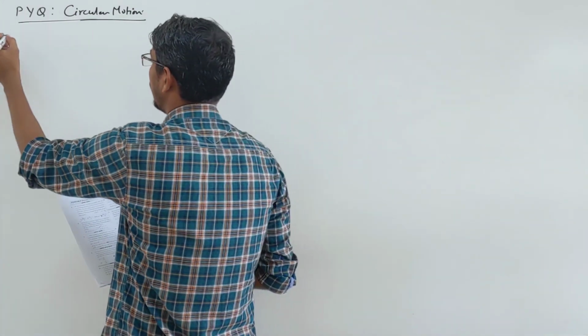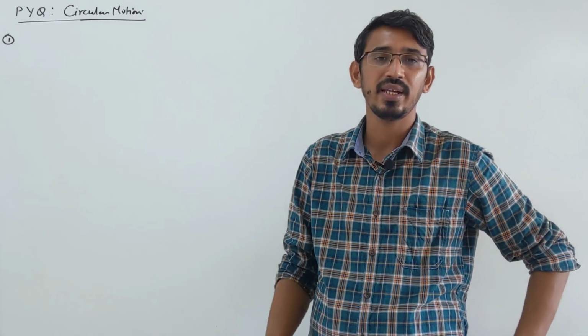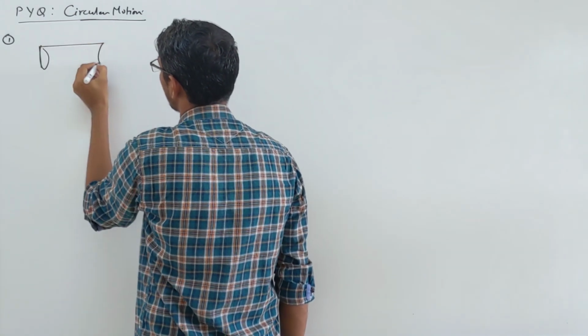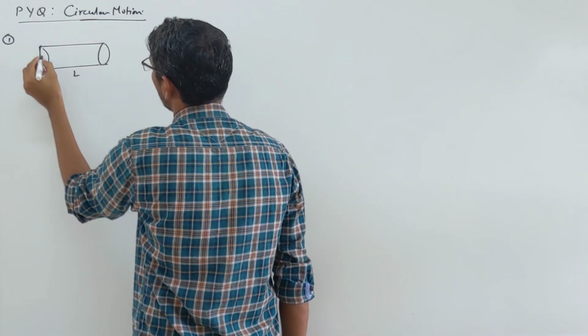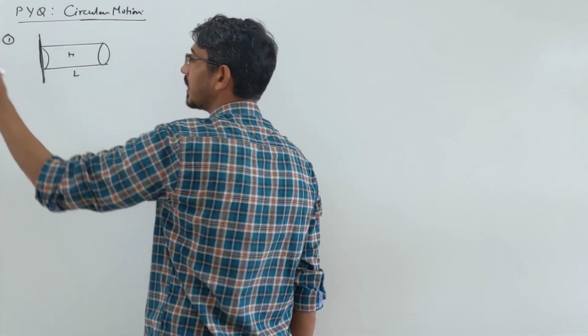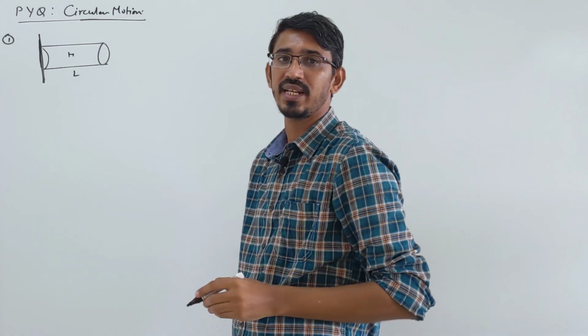Okay, so problem number 1 says that a tube of length L is completely filled with incompressible liquid of mass m and closed at both ends. The tube is then rotated in a horizontal plane about one of the ends with uniform angular velocity omega. The force exerted by the liquid at the other end is what? So you have a tube, say a cylindrical tube of length L, some liquid is filled here, and it rotates about this end, like this one. They are asking what is the force exerted by centripetal force.